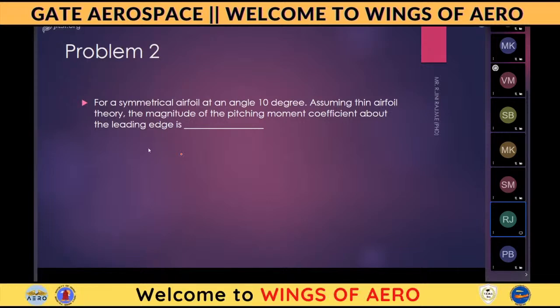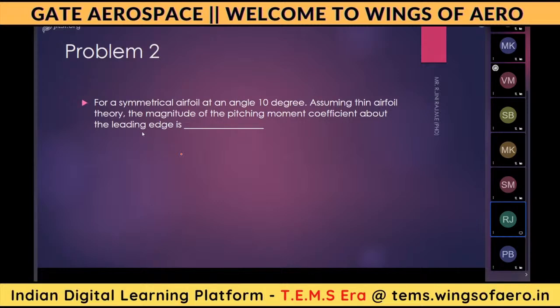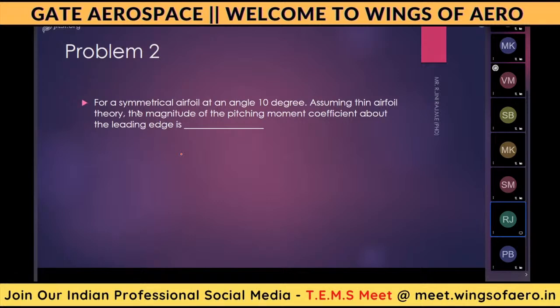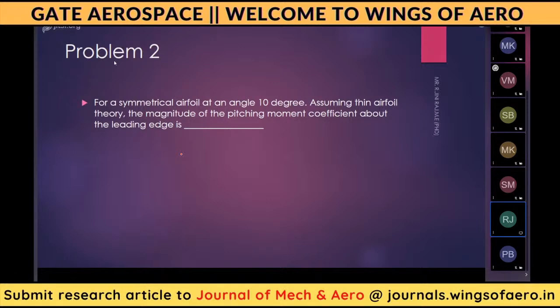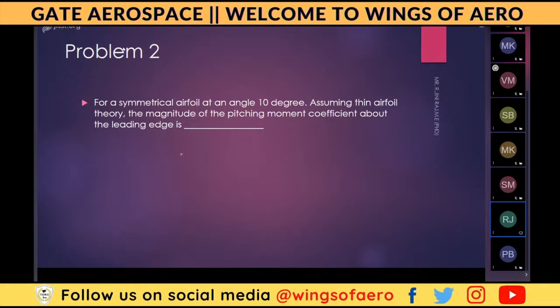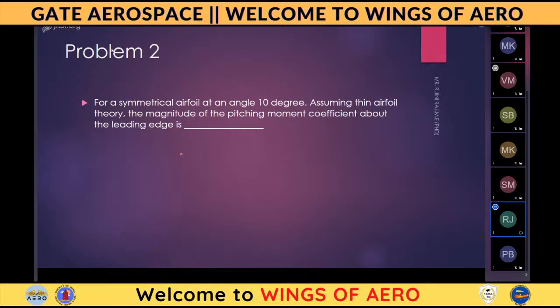Sir, is it 15.70? No. Okay, how did you calculate? So Cm is equal to Cl by 4 formula, and Cl is equal to minus 2 pi alpha. Cl equal to minus 2.4. Yes, once again.